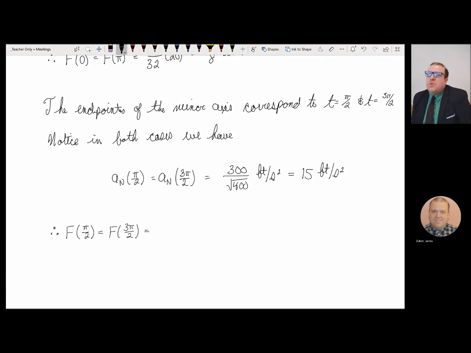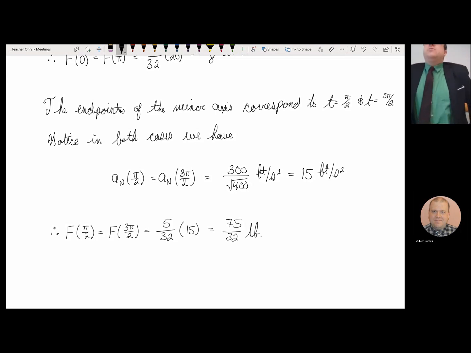So again, the centrifugal force at both of those points is going to be identical. Five times 15 is 75. 75 over 32 does not simplify. So it'd be 75 over 32 pounds.